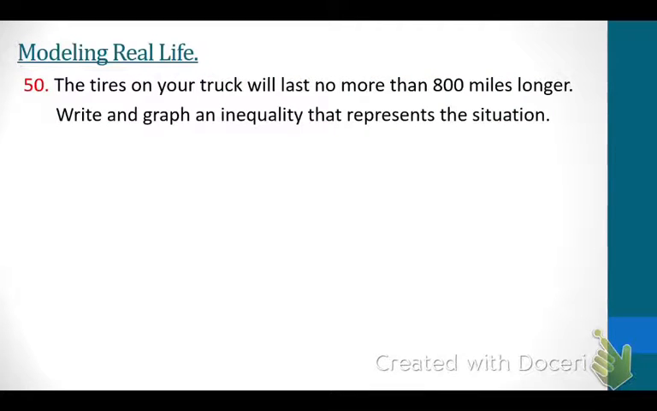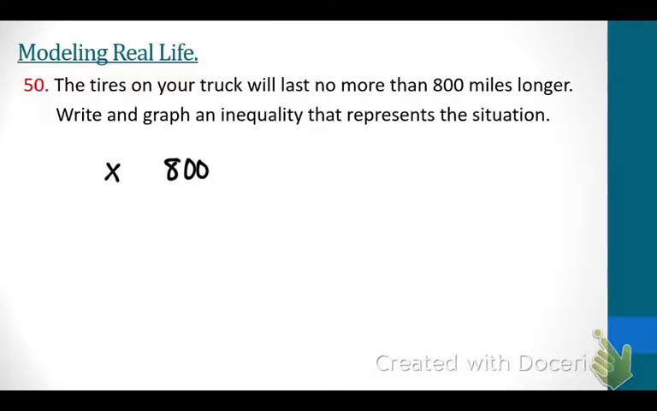All right, a modeling real life problem. The tires on your truck will last no more than 800 miles longer. Write and graph an inequality that represents the situation. When we have something like this, we're always going to start with the variable, so we're going to put an x. Then we're going to put the number. What number do we have here? 800. The hardest part is coming up with what the inequality symbol will be there.